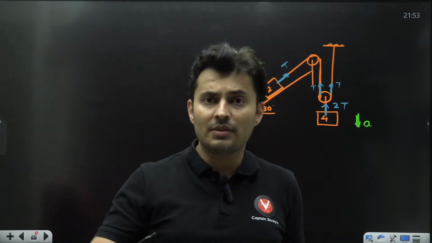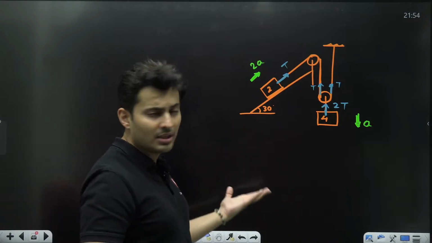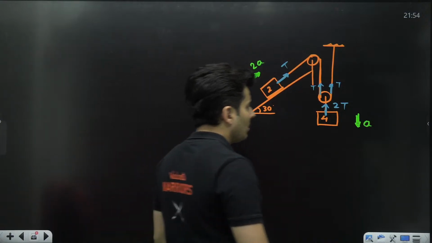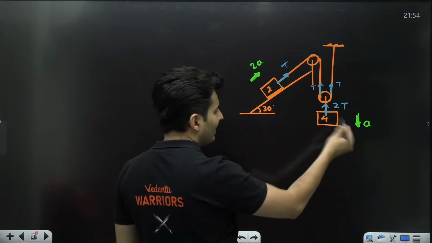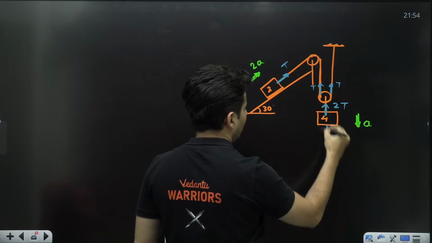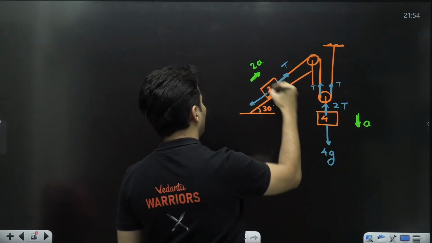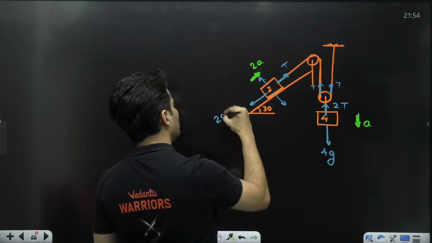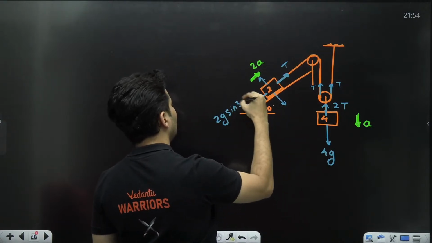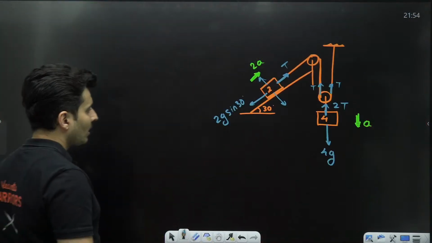So obviously we'll have the advanced series once a sufficient number of mains questions are done. Yeah, so once this is done, it becomes straightforward. This will have its own weight, which is 4g. This will have the weight's component, so that will be 2g sine 30. I think all surfaces were smooth. Yes, perfect. There you go.